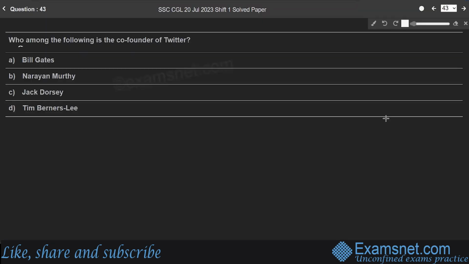Question 43. Who among the following is the co-founder of Twitter? Here, option C, Jack Dorsey, is the co-founder of Twitter. Jack Dorsey joined Twitter as an ads engineer, advanced design system, right? He joined Twitter as an ads engineer in the month of October 2011, and gradually moved up to hold the title Distinguished Software Engineer. In 2018, he was appointed as Chief Technology Officer, right?